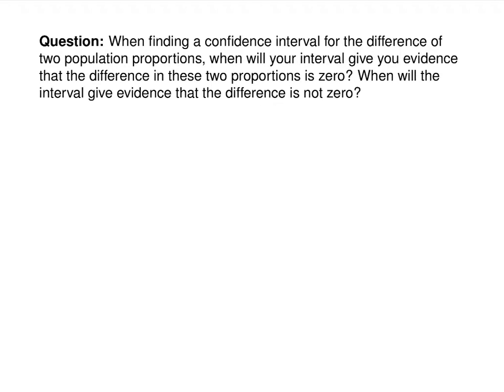Okay, when finding a confidence interval for the difference of two population proportions, when will your interval give you evidence that the difference in these two populations is 0? And when will the interval give evidence that the difference is not 0? Okay, so we want to know under what circumstances is it likely that we're going to see that P1 minus P2 is equal to 0. And that would imply these proportions are equal. Okay. So we will have evidence that this difference might be 0.